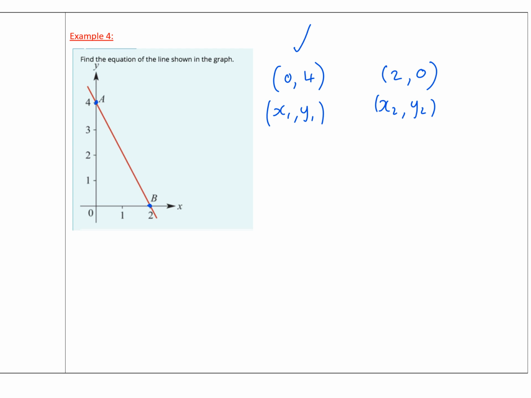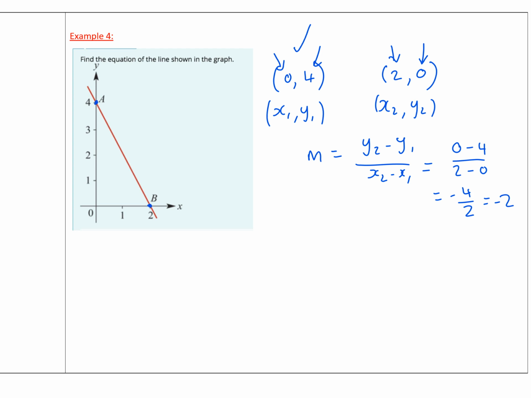So I know I've got a point. I also need a gradient. In order to find the gradient, we know m equals y2 minus y1 over x2 minus x1. That is 0 minus 4 over 2 minus 0. So we get negative 4 on 2, which is negative 2. That makes sense because when I look at the graph, I can see it's going down. So I've got m equals negative 2. I might use this point 2, 0 as my other point.